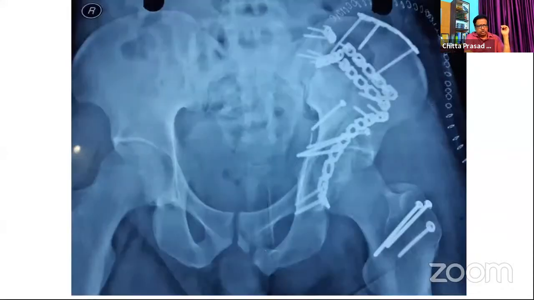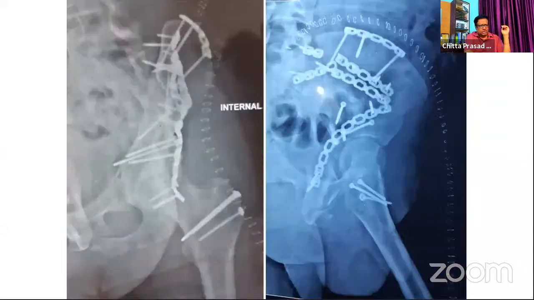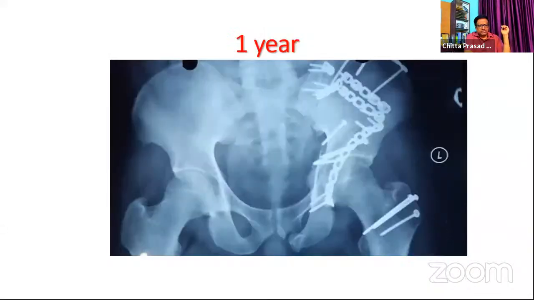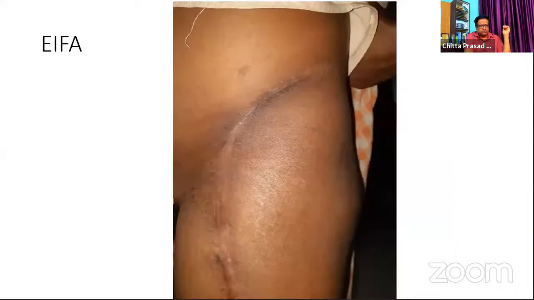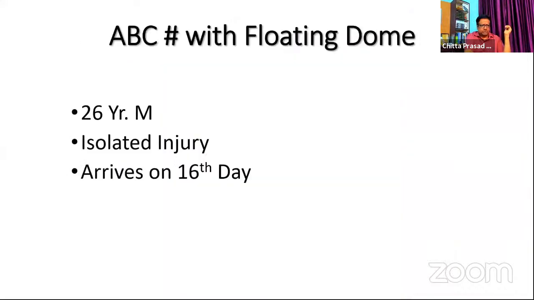This is the immediate post-op X-ray. This is today's view, at 1 year, and this patient is doing well. Though I have had no scope to see him because of the COVID situation, he is doing well. This is the surgical exposure.